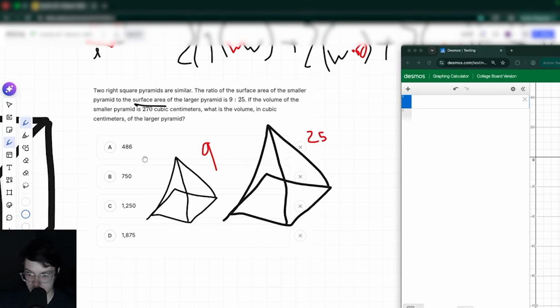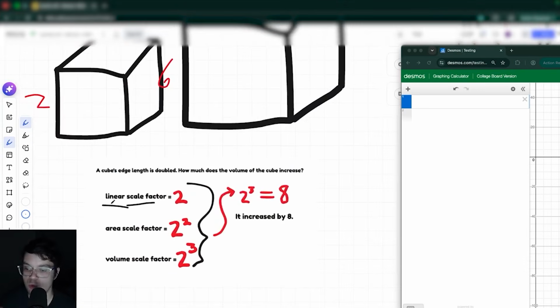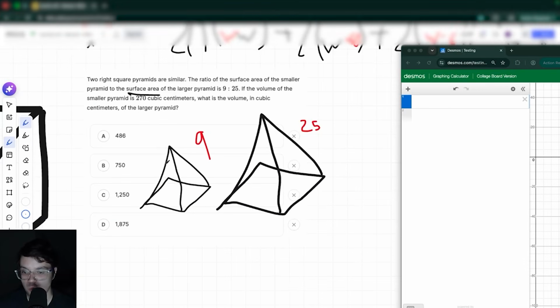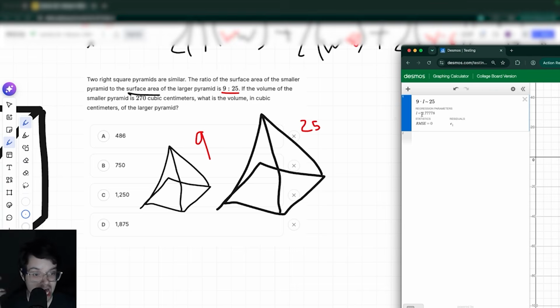Okay, the first thing we were trying to do, like I said before, is find the linear scale factor, aka what we would have to multiply each side by for this one to get to the bigger one. We have this 9/25 thing. It's kind of a confusing way to write this, but what would that really be saying here? Basically, it's saying if we have 9 as the surface area for the first one, we would have to multiply it by some random number, let's just call it L, to get to 25. And that number would be 2.777.